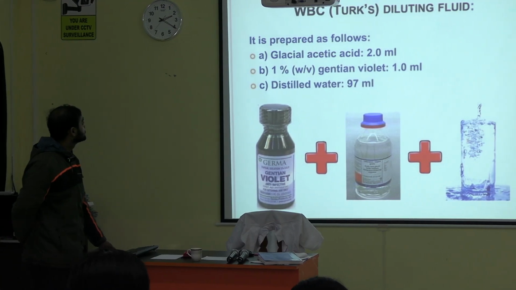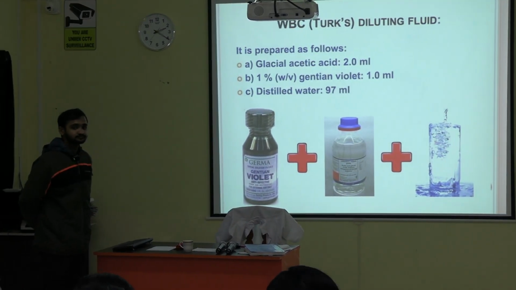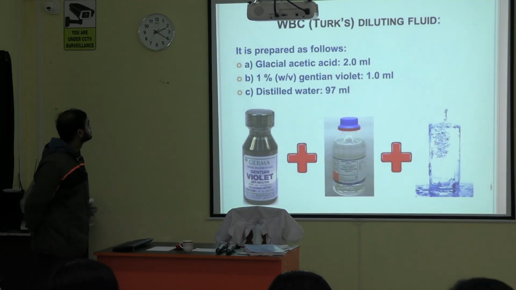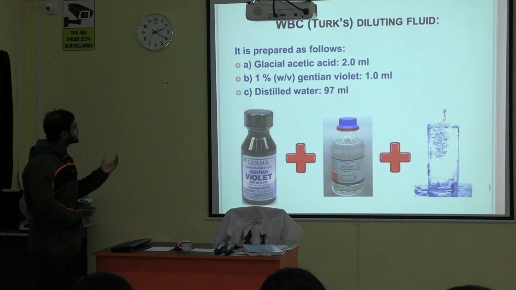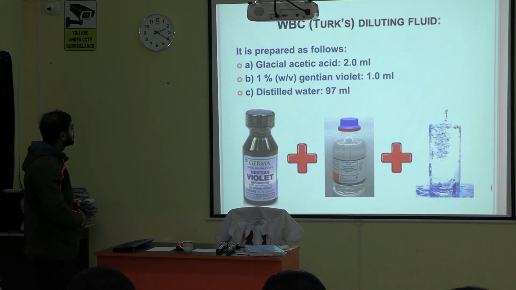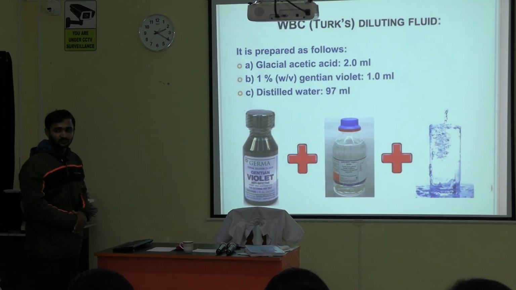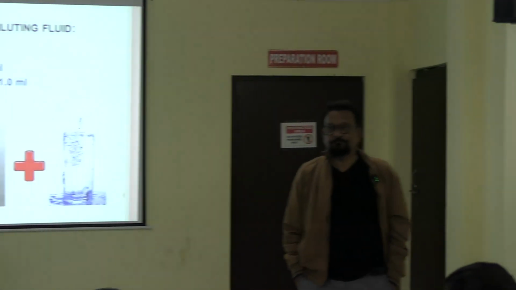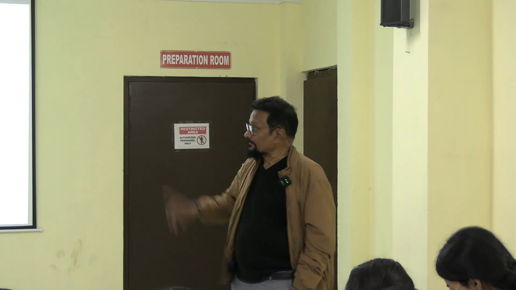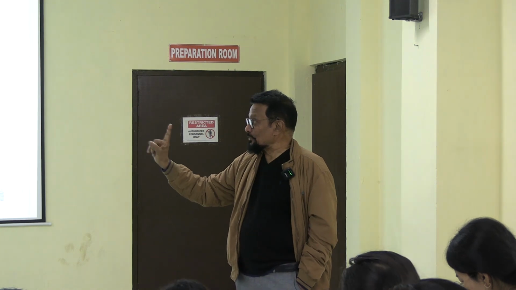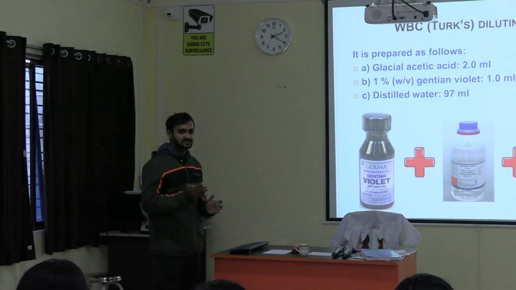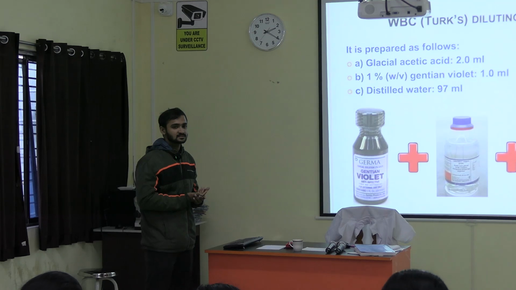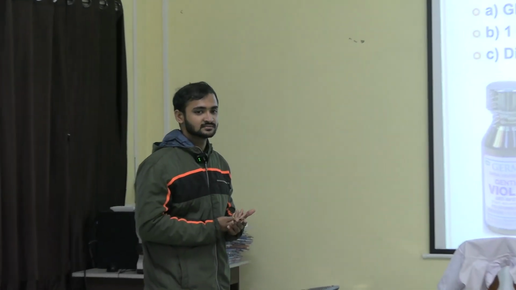So now the diluting fluid. See the composition and learn it by heart. In the composition there is glacial acetic acid, which is 2 ml. What is the function of this glacial acetic acid? It helps in hemolysis of the cells.